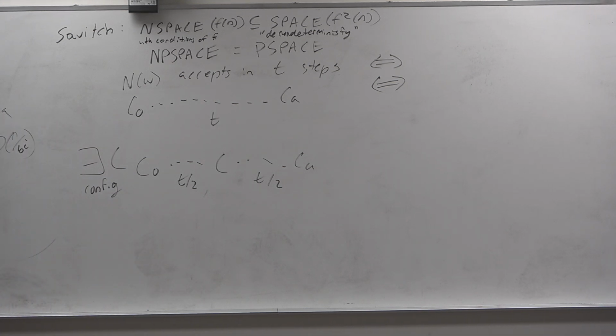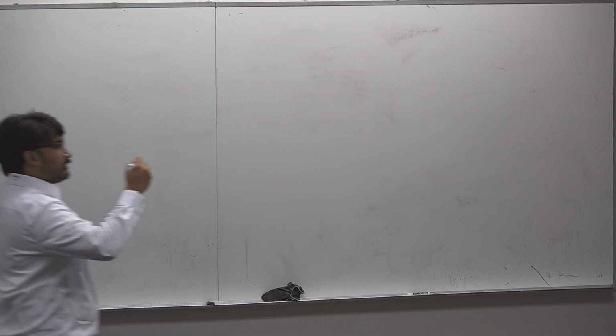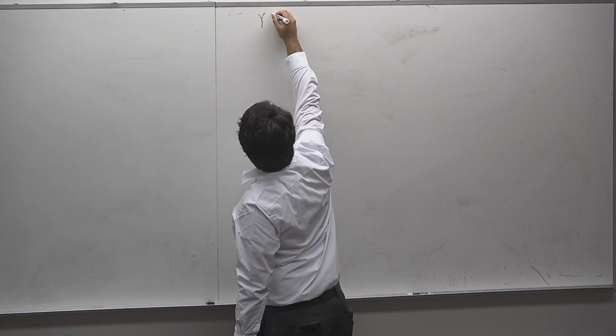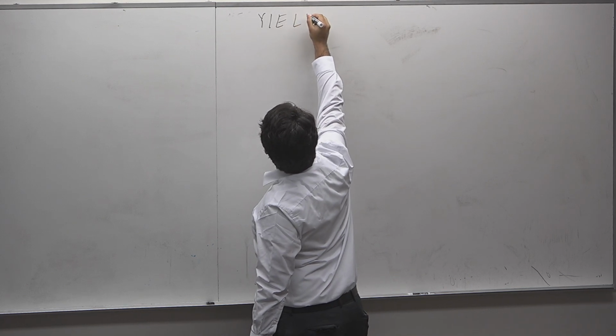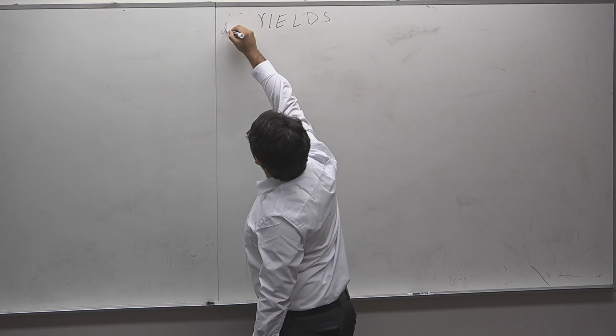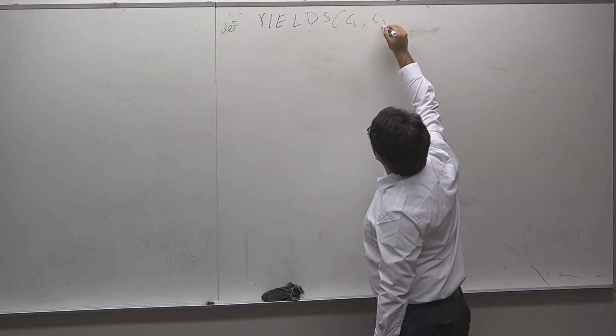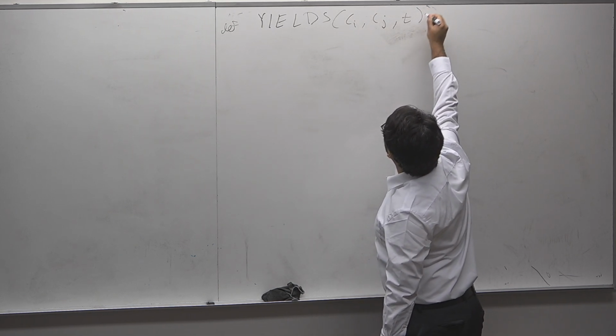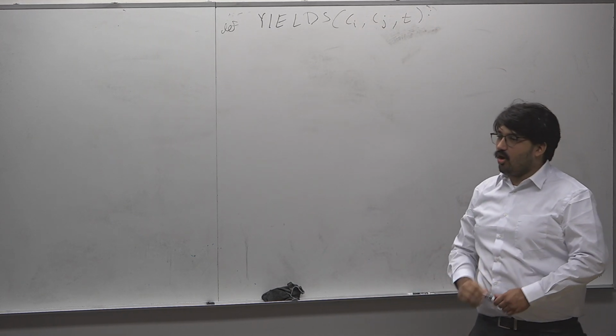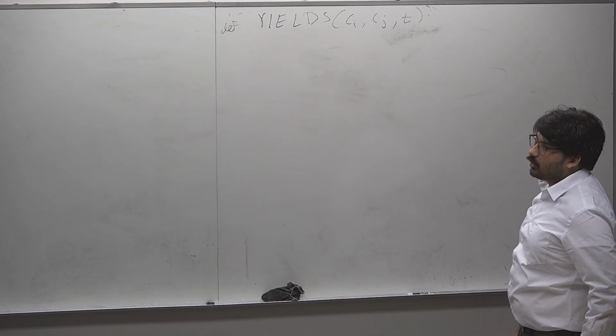So let's write it in the general case and then figure it out specifically for a machine. Let yields be some program that determines if a machine can go from a configuration CI to a configuration CJ in T steps. It has to go from CI to CJ in T steps. That's what we would like to hope.